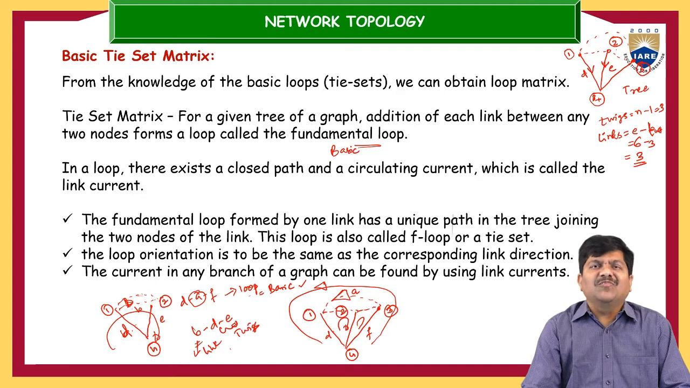Again, the elements will be either +1, -1 or 0. The +1 and -1 we mark based on the direction only. That is the reason that for everything, whether it is a branch, a twig, a link or a basic loop, you have to clearly earmark in which direction that element exists. So the direction is very important. With the help of the direction only, we identify the elements in the tie set matrix.